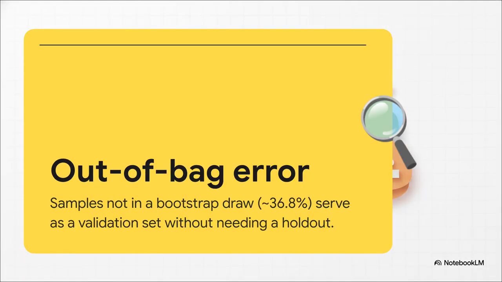And here's a brilliant built-in freebie of the bagging process. When you randomly draw data with replacement to build your bootstrap sample, statistically speaking, about 36.8% of your original data gets left out of that specific draw. We call these the out-of-bag samples. Because the model being trained literally never saw this 36.8% of the data, you can actually use it to test the model's accuracy. It serves as a totally free validation set. It literally saves data scientists from having to carve out and sacrifice a separate holdout set from their precious training data.